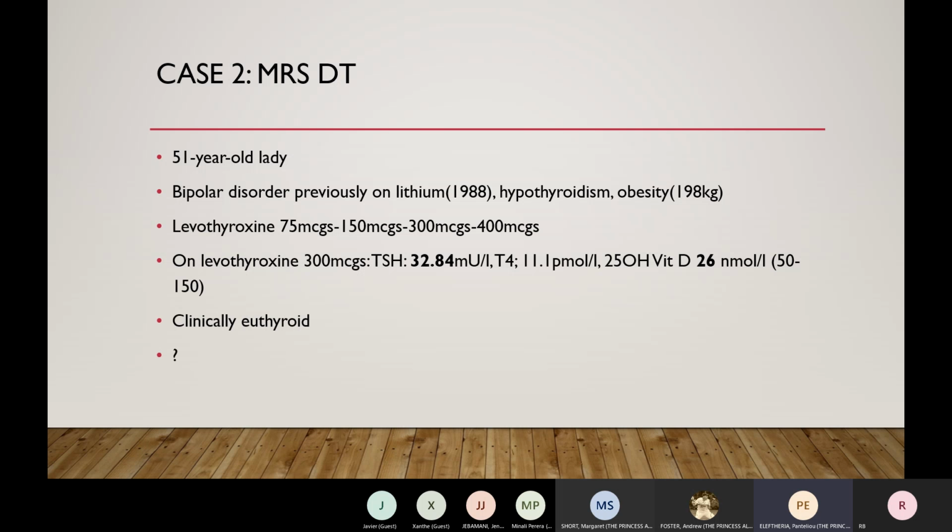On asking her about compliance, she was adamant that she's been compliant, and in terms of taking the thyroxine as instructed on an empty stomach and allowing 30 to 60 minutes to absorb, she assured me that that was the case. And she was clinically euthyroid.